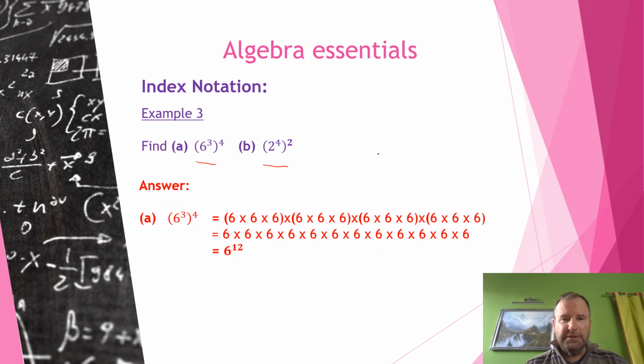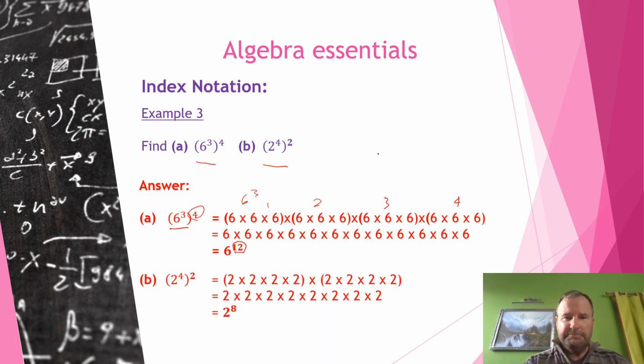After you pause, hopefully you got an answer for this. For part A, we've got 6 to the power of 3 here. 6 to the power of 3, we've done it once, twice, 3, 4 times. That's because of the 4 power here. When we take away the brackets, we see there's 6 times 6, and that's hence the number of powers here. I hope you've done the next one correctly. If not, here's the answer to go through it.